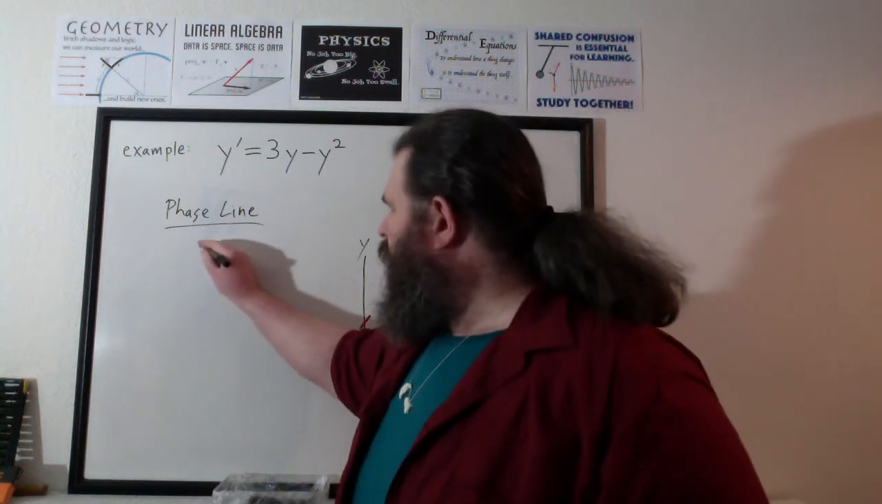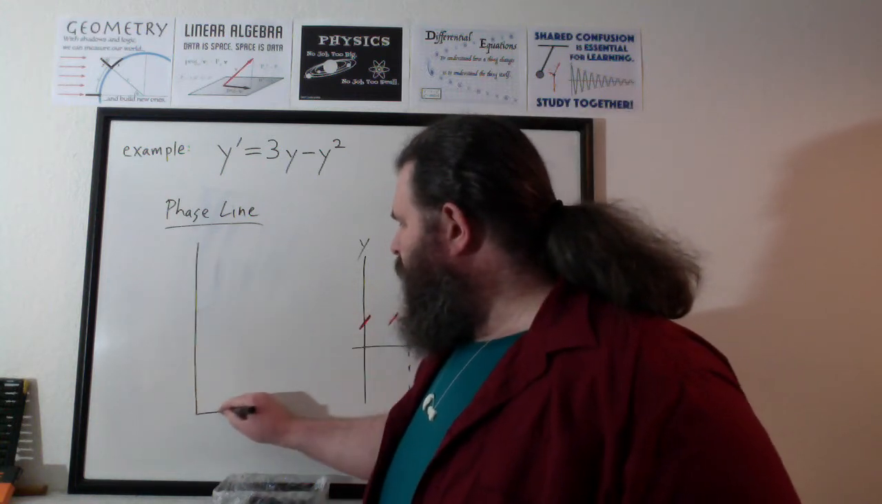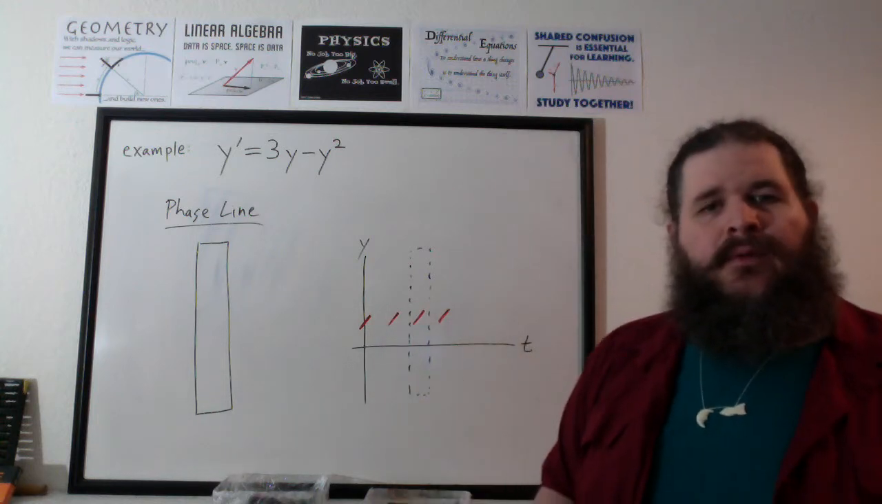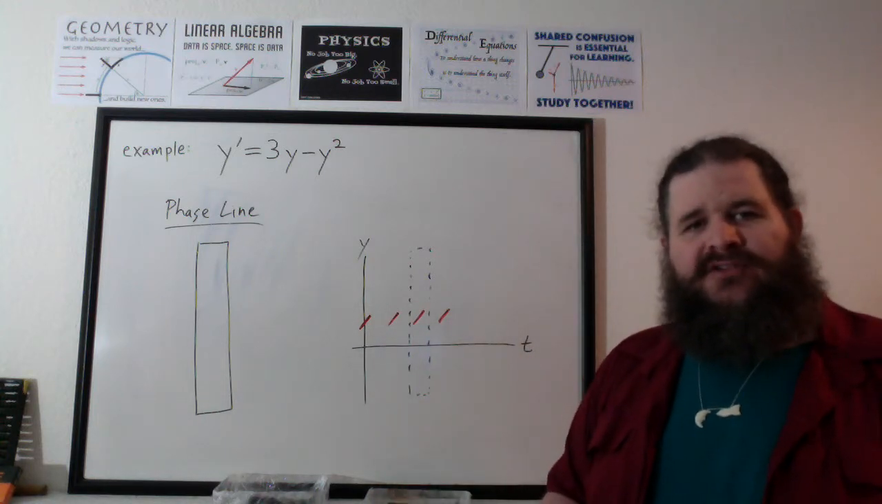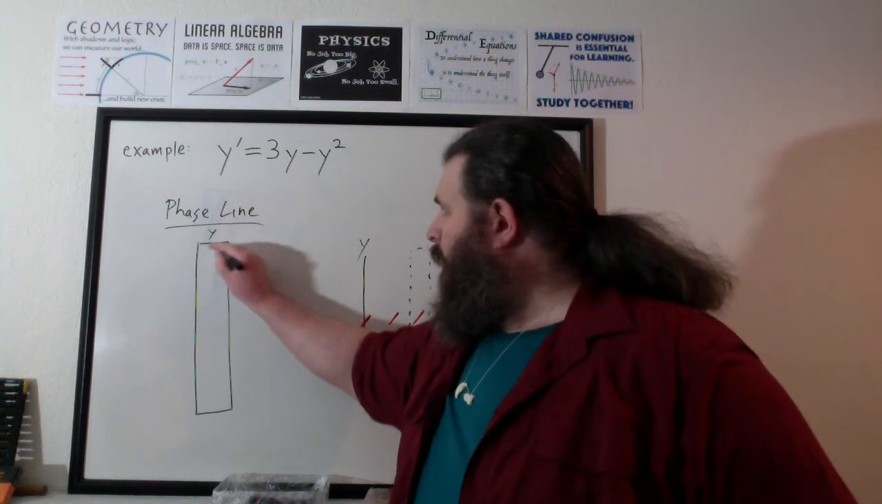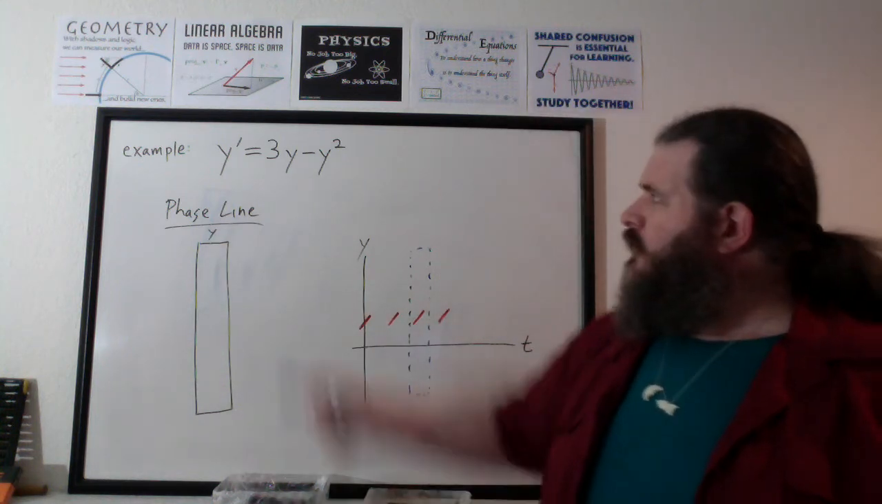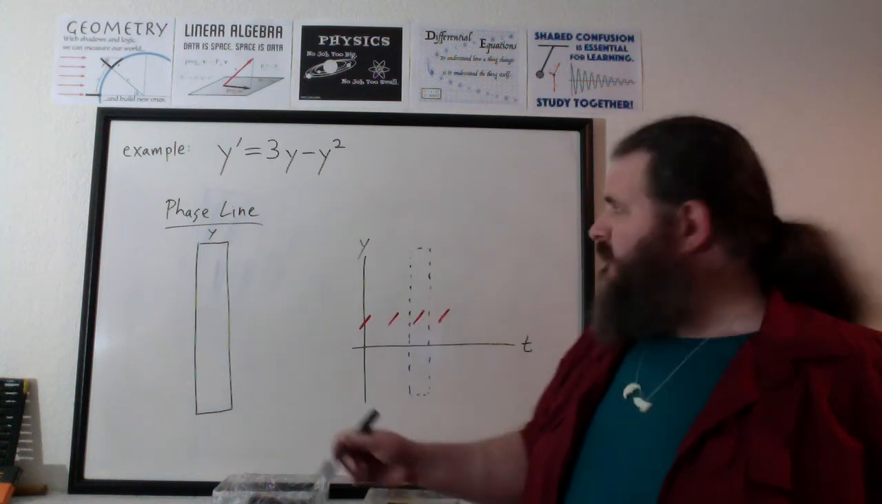The idea is we're drawing essentially a single vertical cross-section of that direction field. And what we most care about is locations, that is y values. If you imagine this as a y-axis, we're looking for y values that make the derivative 0. So what y values make the derivative 0?